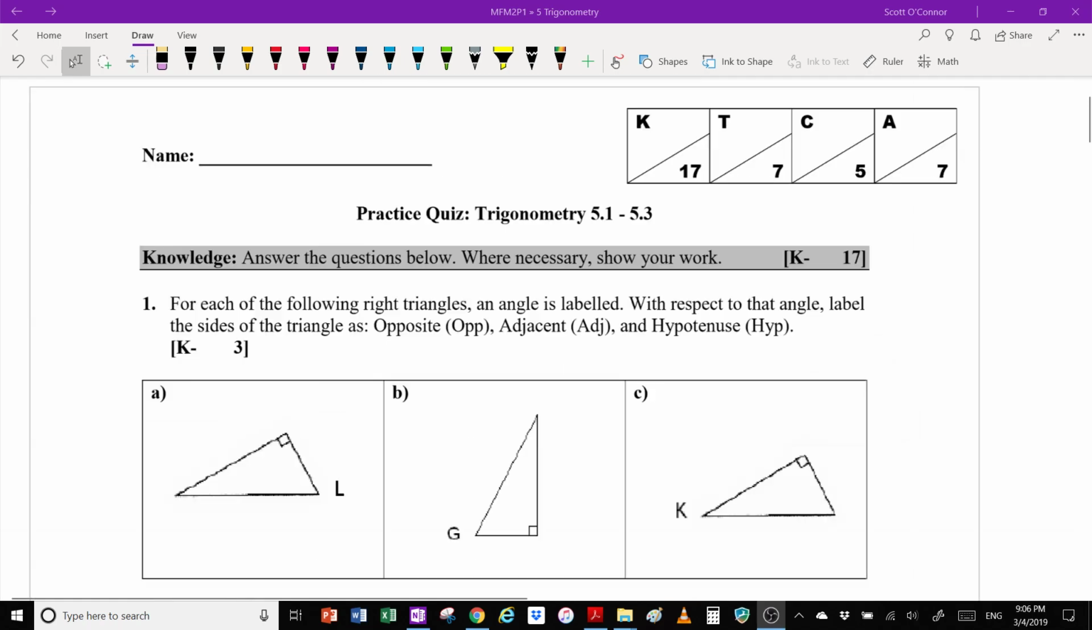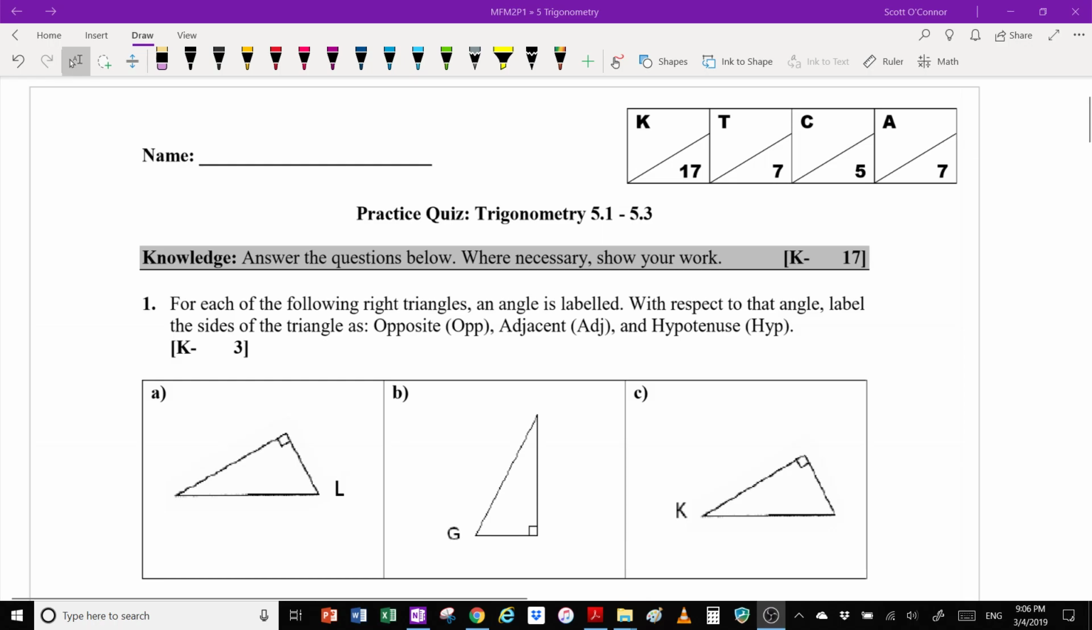Welcome class to this video on Trigonometry section 5.1 to 5.3. I'm making this video to compensate for the fact that I've been absent for the last few classes and that you have a quiz fast approaching. I'm going to go over with you this practice quiz which you have been assigned today while I am absent. I'm going to go through the entire practice quiz so that you can know what you need to do and be ready for your quiz that is on Thursday.